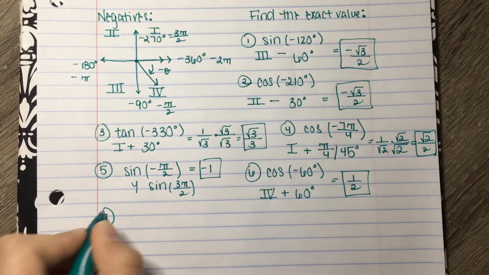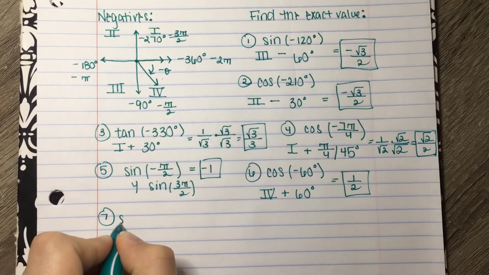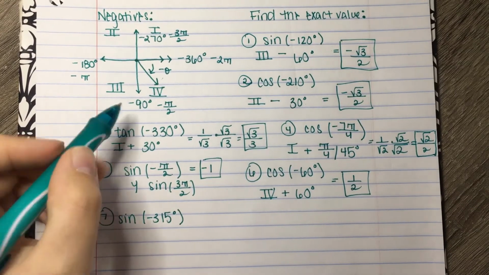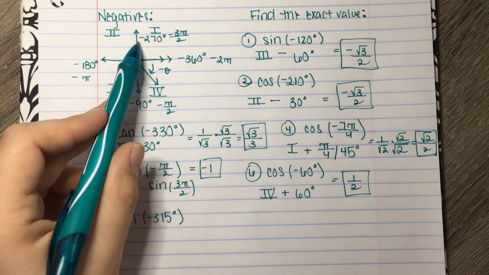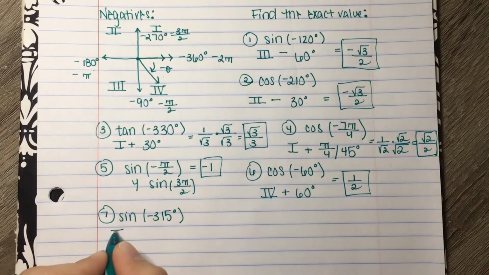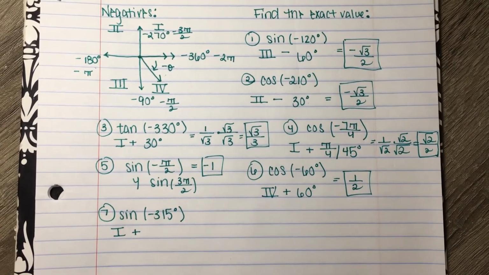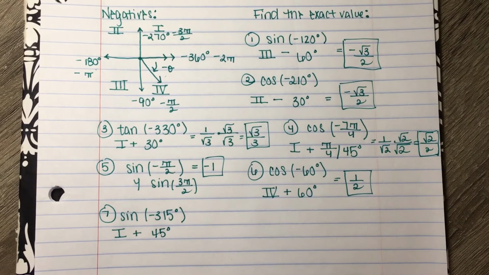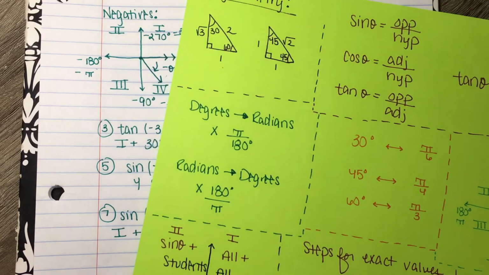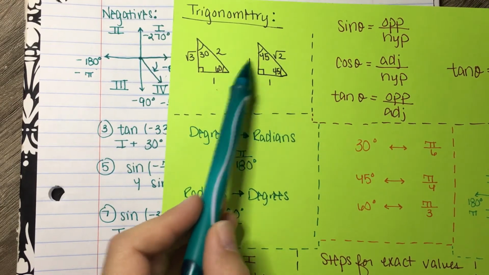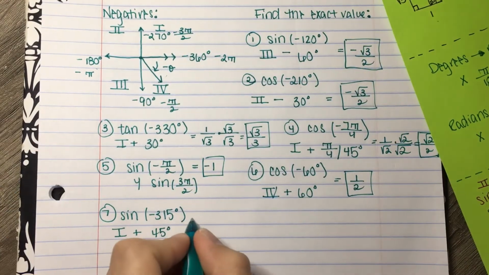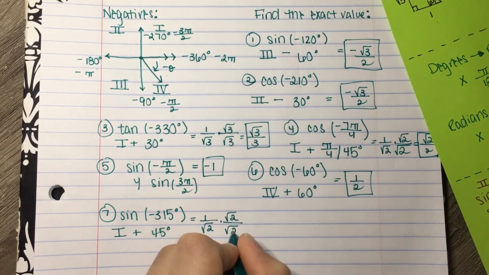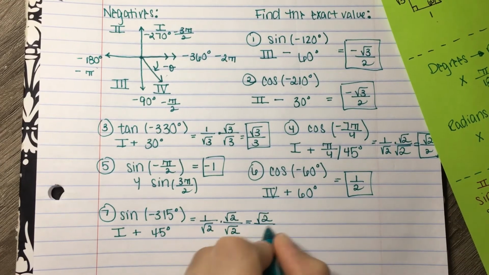All right, 2 more to go. We're going to take a look at number 7 here, and we're going to do sine of negative 315 degrees. We pass negative 90, we pass negative 180, pass negative 270, so our angle lies here in quadrant 1, where all those trig functions are positive, and 315 is 45 degrees away from the x-axis. So we're going to do sine of 45 degrees and keep it positive, and sine of 45 degrees is opposite over hypotenuse, and that's going to be 1 over square root of 2, and then we got to rationalize like we did in numbers 3 and 4, and we get positive square root of 2 over 2.